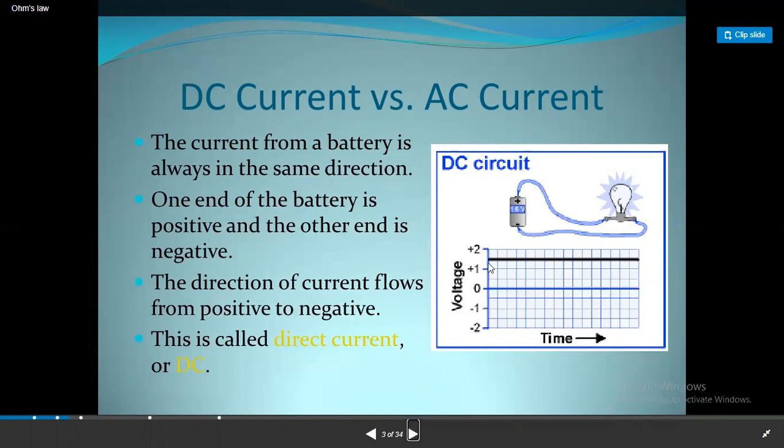Direct current means if you measure the voltage or current throughout the time, it's constant. If we say the battery is 1.5 volts, throughout the time the voltage is constant, right? You can say the same thing for the current. The current flow from a battery is always in the same direction. One end of the battery is positive and the other end is negative, as shown over here. The direction of the current flow is from positive to negative, and this is called direct current, or DC.